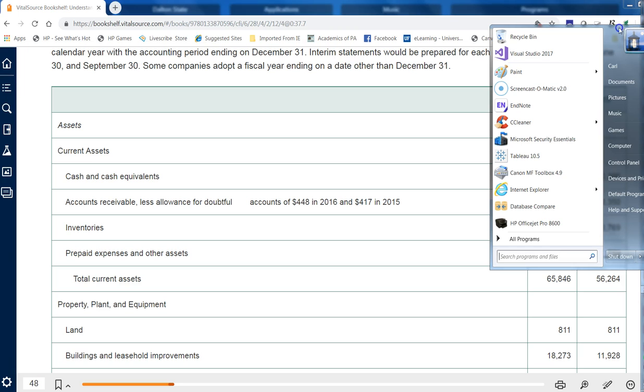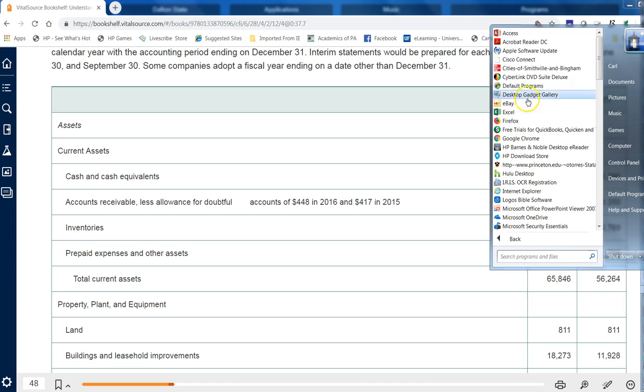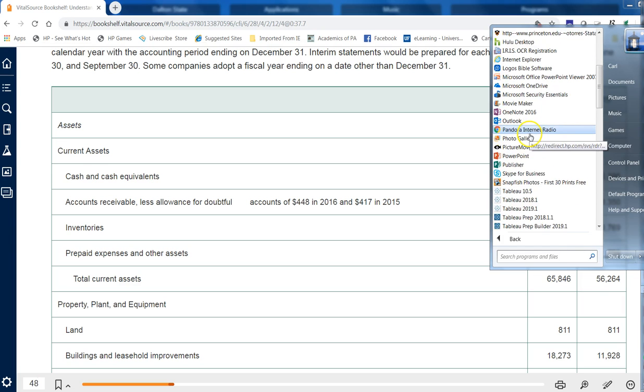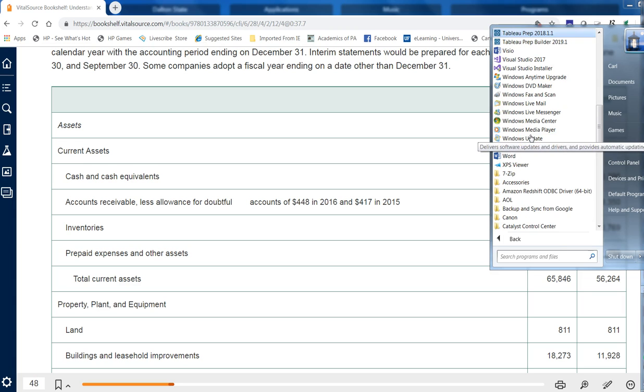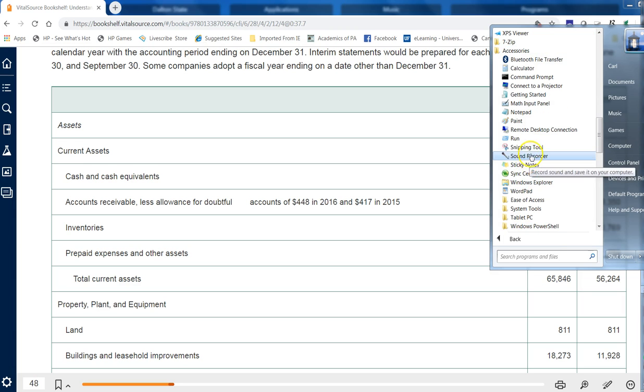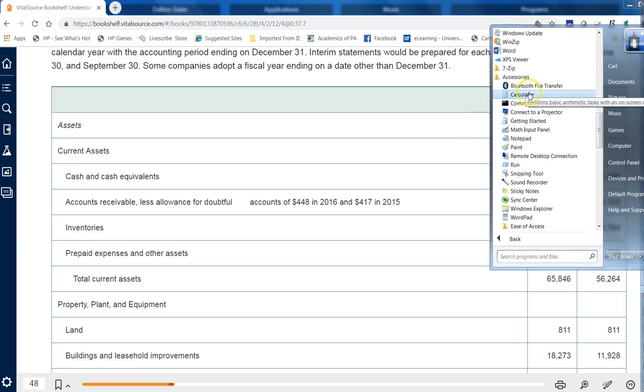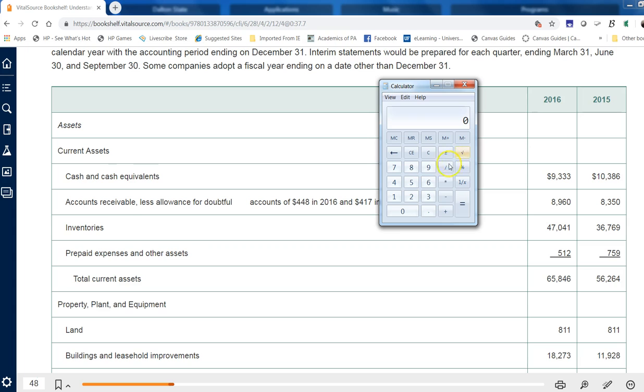And so if I was to look for, let me see if I can find my handy dandy calculator here. Give me uno momento. I think it's going to show up where? Accessories. And give me a second here. Calculator. Okay, there we go.